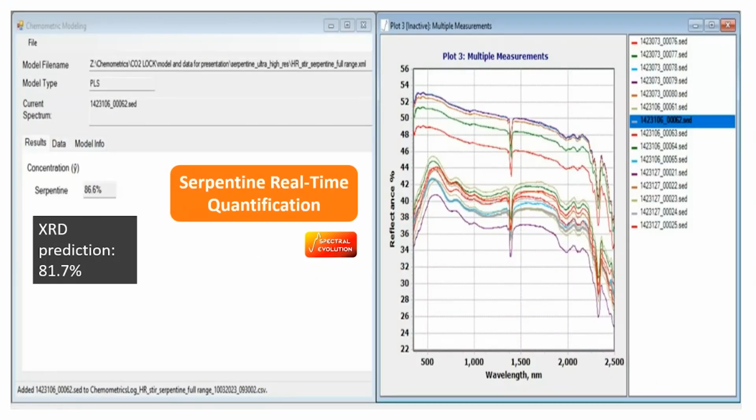And so here you can see an extra feature that is in our software, which is chemometric modeling integrated into our software. Here you can port your model into our software, and every time a spectra is loaded or collected off of an outcrop or a soil sample or whatever, when you're in the field, you'll get a real-time estimate and prediction. And so here you can see our XRD prediction was 81.7, and this model that we had built is predicting it at 86.6%.